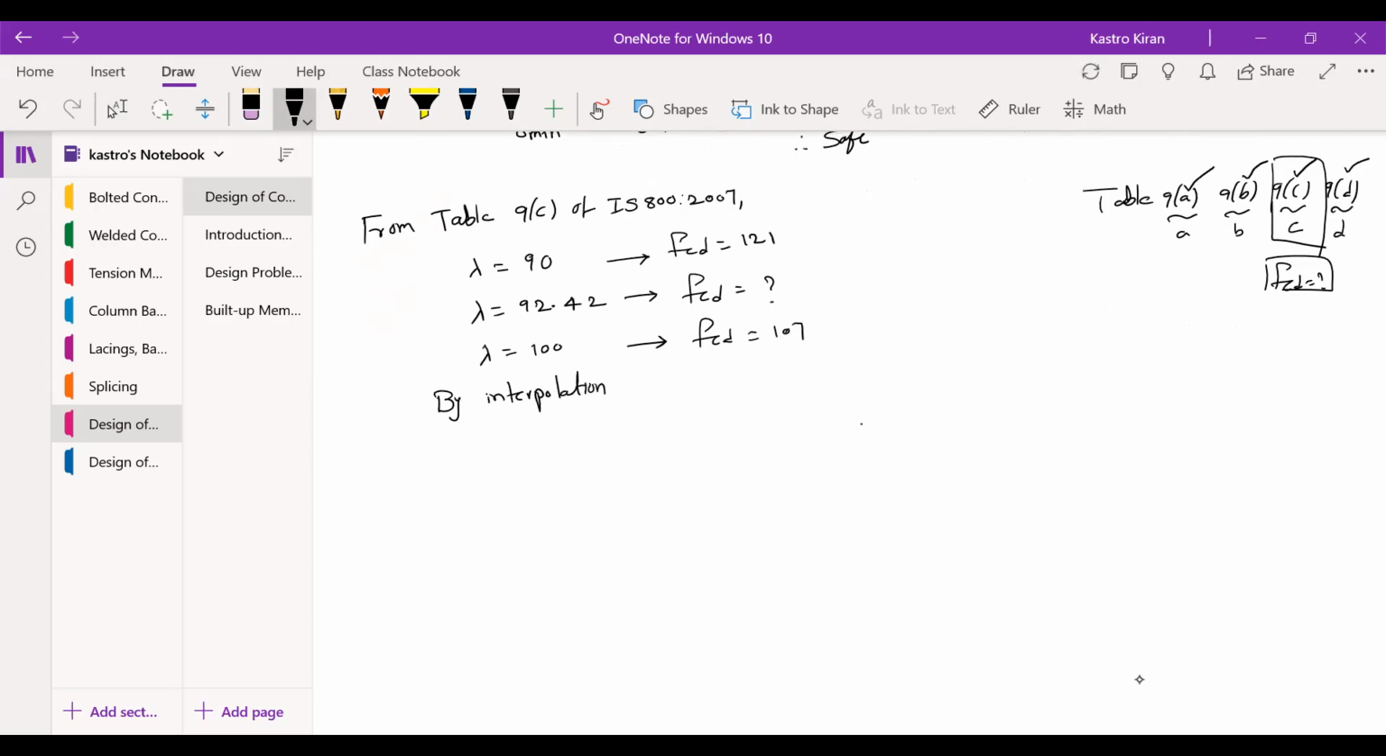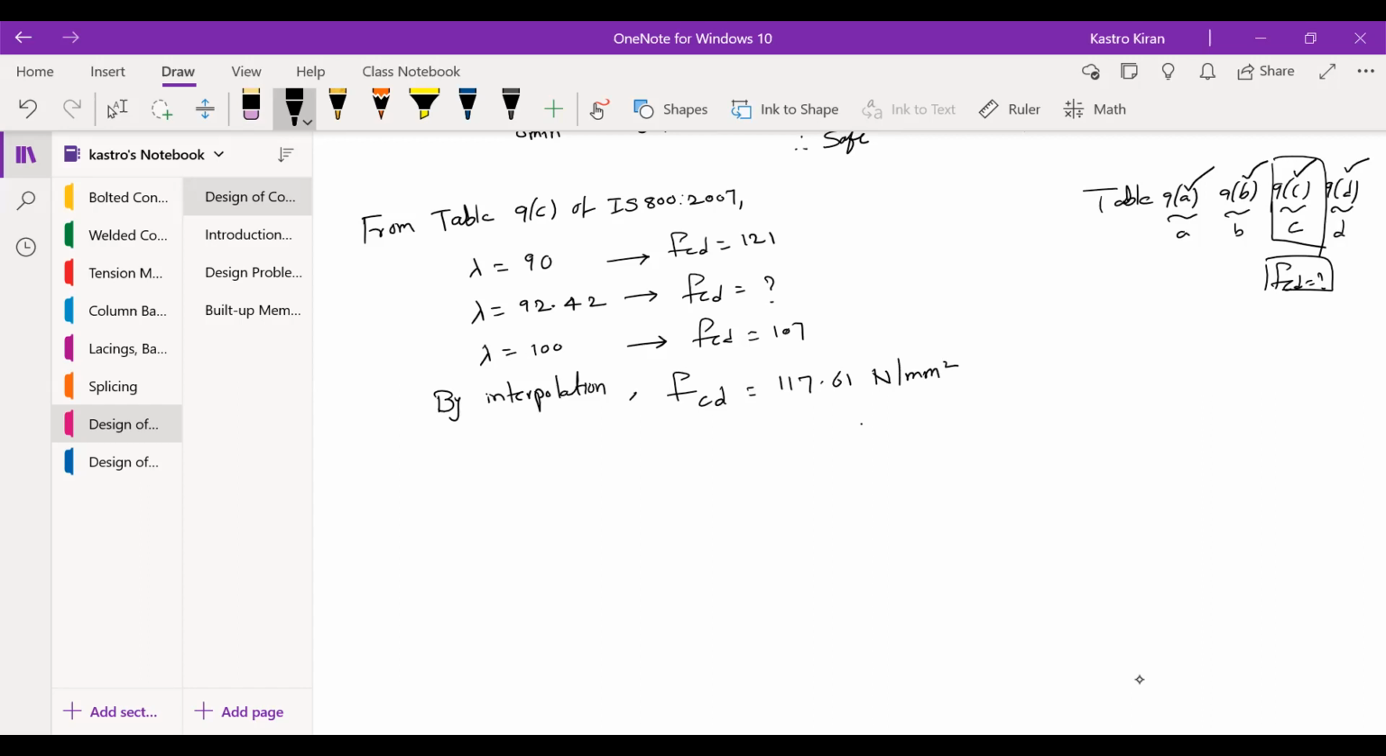if you want to know the interpolation process, you can check the very first video of this lecture series on design of compression members. So after interpolating, the value of FCD when lambda equals 92.42 is obtained as 117.61 newtons per mm square.